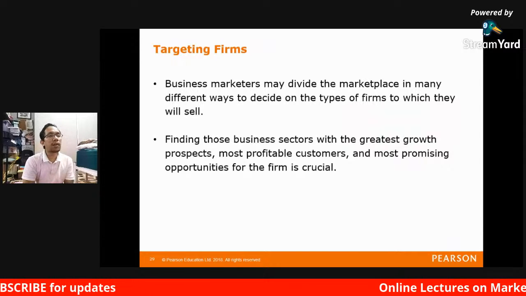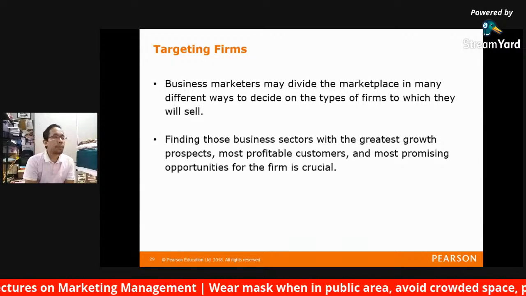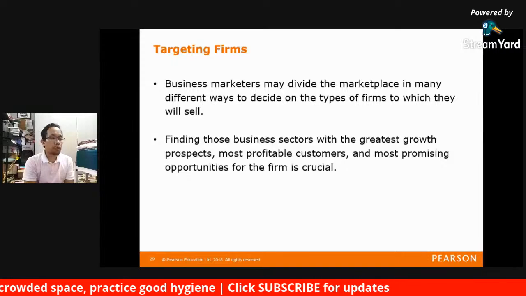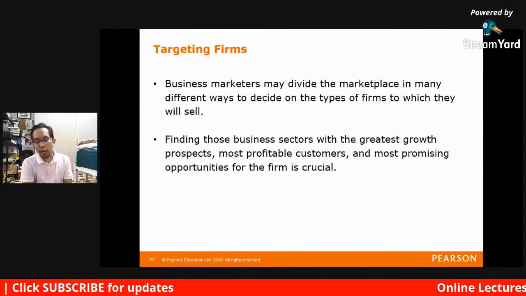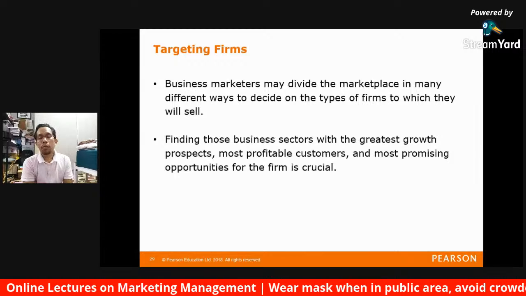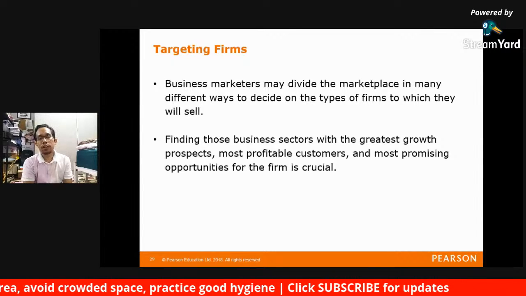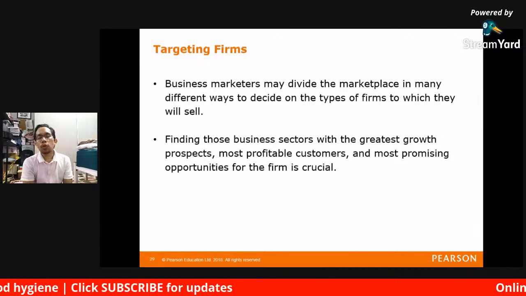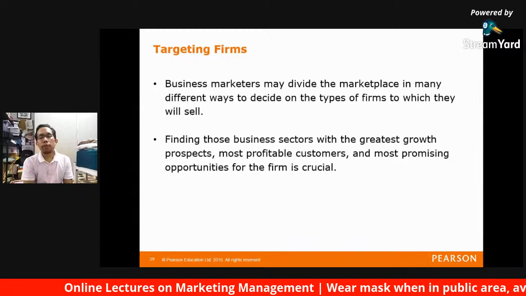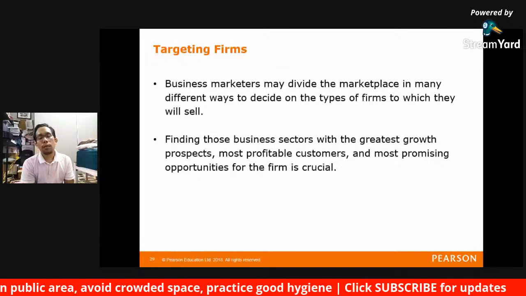The targeting firm: the business marketer may divide the marketplace in many different ways to decide on the types of firms to which they will sell, finding those business sectors with the greatest growth prospects, most profitable customers, and most promising opportunities. That's why this type of market requires the marketer to do more research compared to the normal consumer market. More research for what? Because you need to know the performance of that organization, the ability to pay, and the ability to decide directly what they want to buy. This is a very important step that should be taken by the marketer if you are involved in the business buying process.